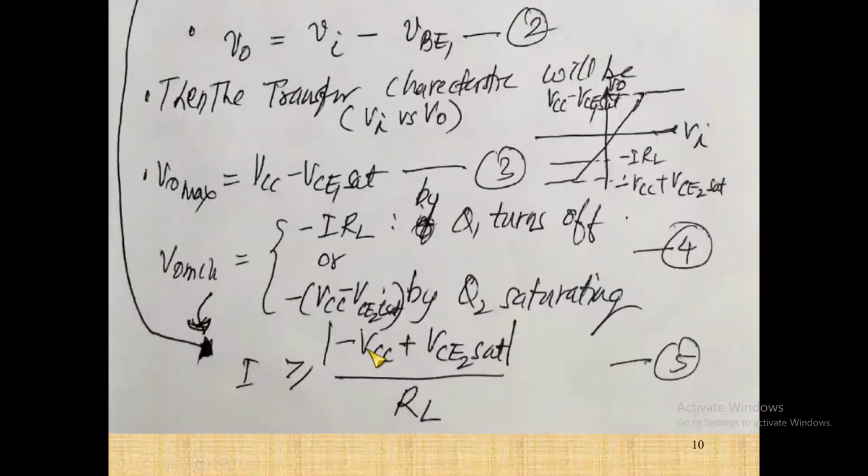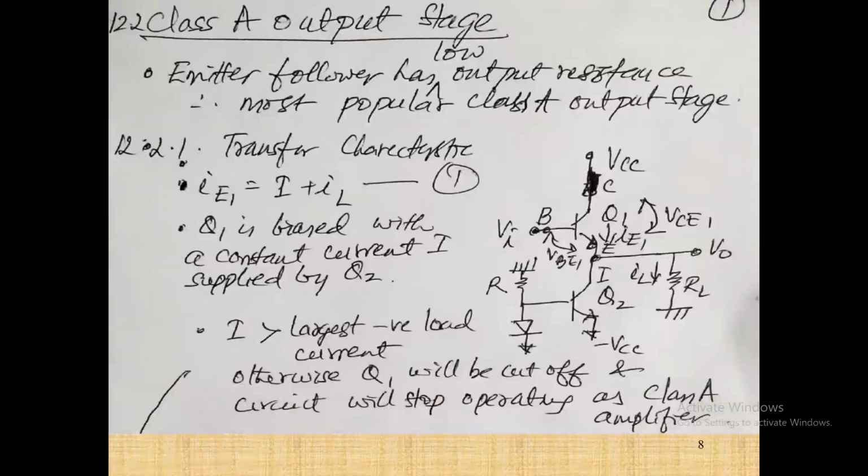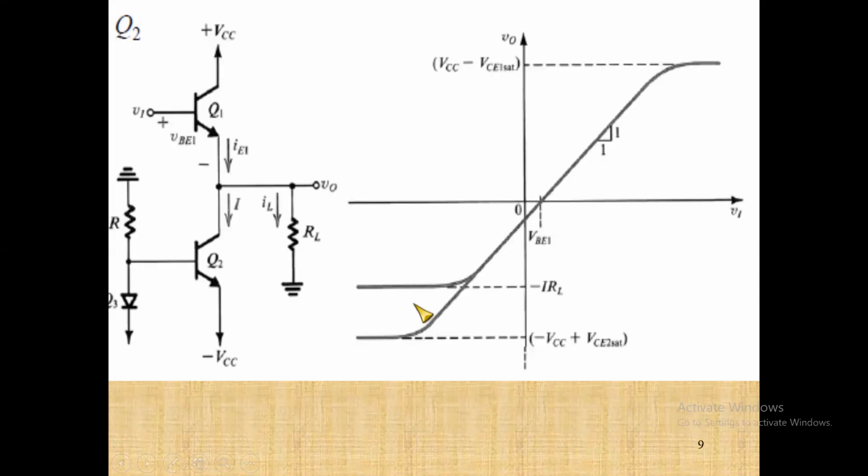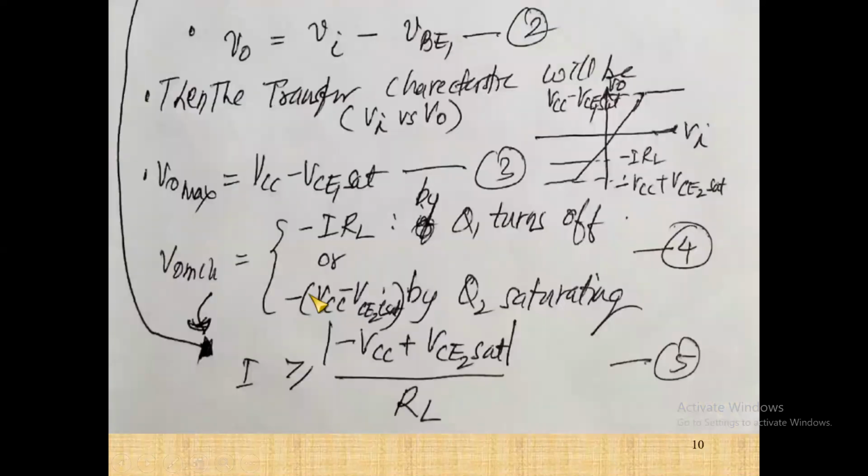And the value of I is basically decided by what should be the value of I. I should always be greater than the largest negative load current. We already said it should be greater than the largest negative load current, and the largest negative load current is considered here as this value. So we will take the mod of this value divided by RL. I is greater than the mod of this value divided by RL.